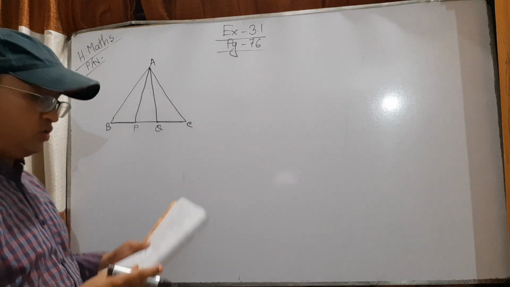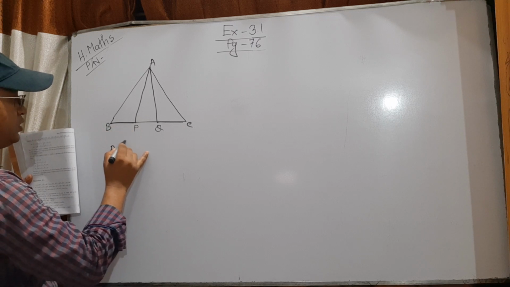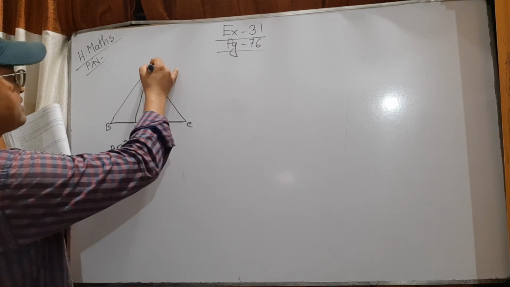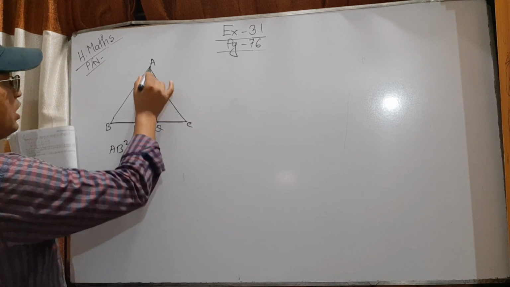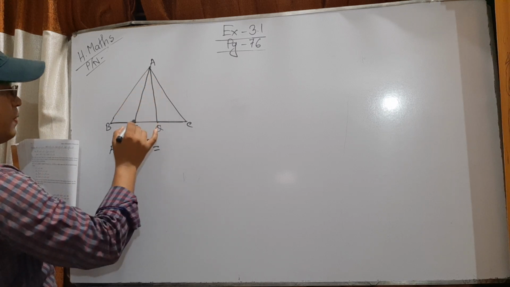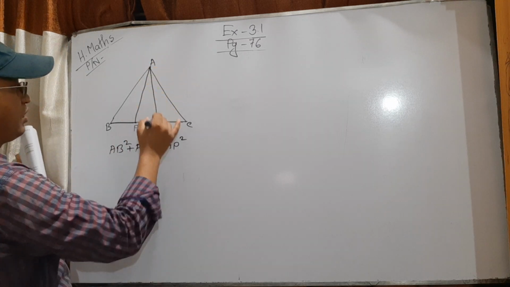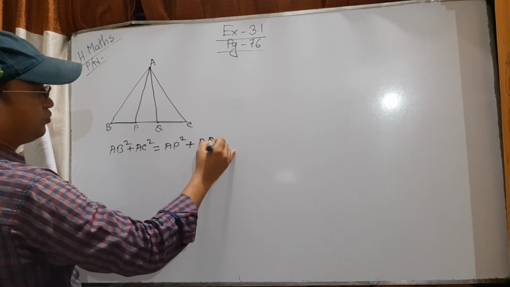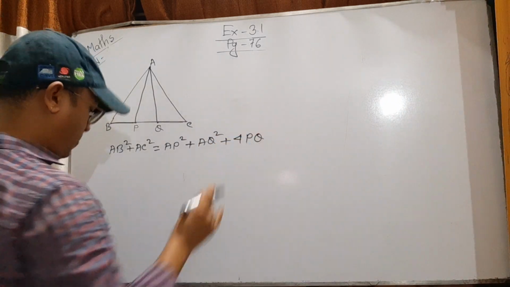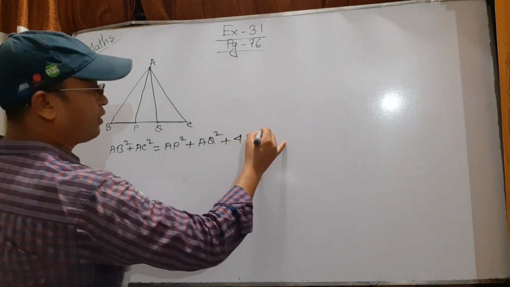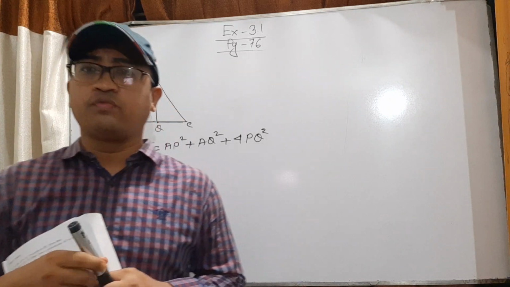So what will we prove here? We will prove that AB square, that is this one, plus AC square, that is this side, equals AP square, this one, plus AQ square, this one, plus 4PQ square, that is this portion. I will prove this.